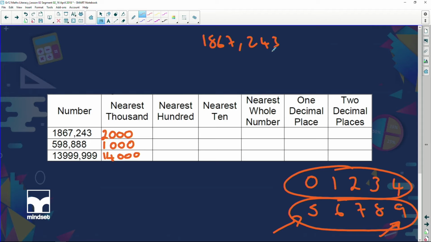1,867,243. We want to round to the nearest 100. So where's my 100? There's my 100. It's an 8. So either that 8 is going to stay an 8 or it's going to go up to a 9. How do we know? My next digit's a 6. That 6 is a high number. So that 8's going to become a 9. So this becomes 1,900. Cool.